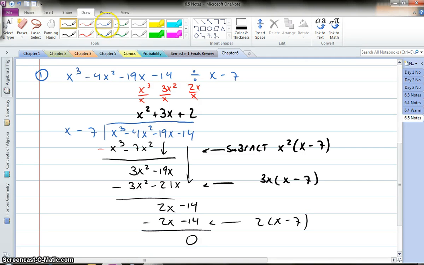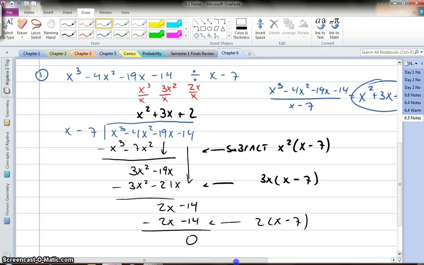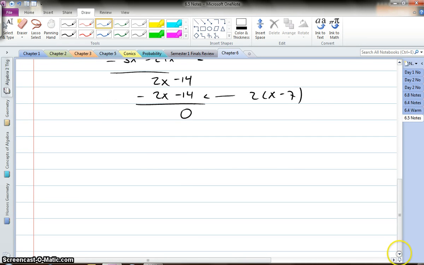Alright, so my solution, basically what I did was I took x to the third minus 4x squared minus 19x minus 14, all divided by x minus 7, and it gave me the solution of x squared plus 3x plus 2. Alright, let's try another one. And then we're done. One more.